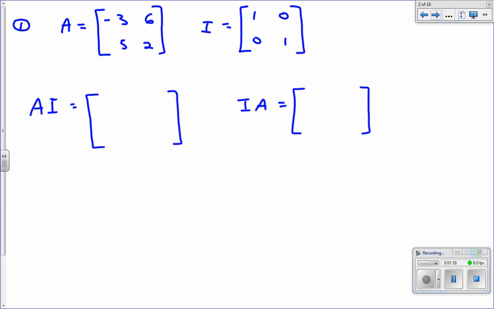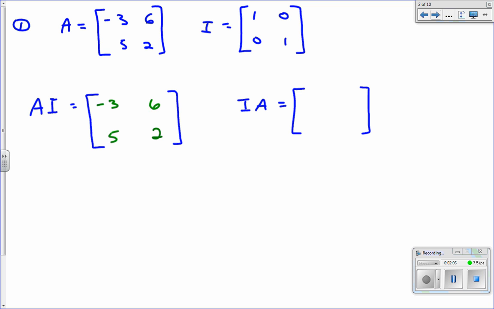So if I take row 1 and column 1, I'll have negative 3 times 1 plus 6 times 0, so negative 3. And then row 1 and column 2, I've got negative 3 times 0 plus 6 times 1 gives me 6. I'll move down to the second row, first column, I've got 5 and 0. And the last one gives me a 0 and 2. So you can see that the result is the same.